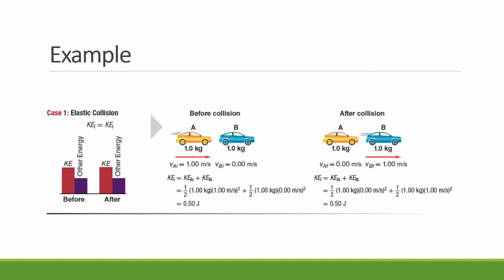If we calculate the kinetic energy before collision, as you can see in front of you here, and the kinetic energy after the collision, we will have the same value, 0.5 joules. Once the kinetic energy before collision and kinetic energy after the collision are the same, this means we have a perfectly elastic collision.